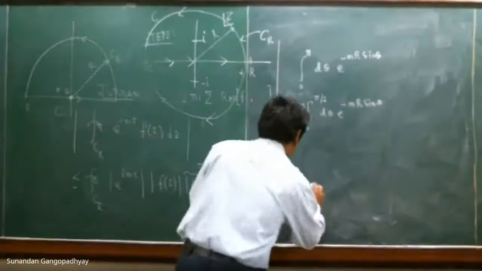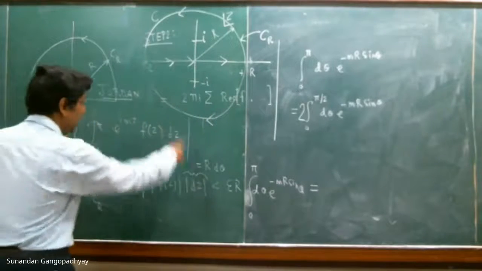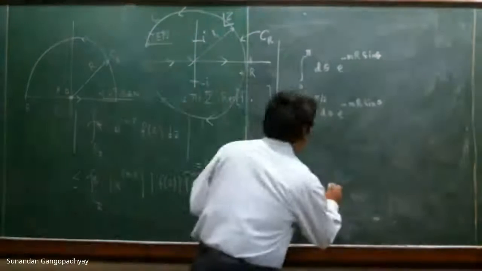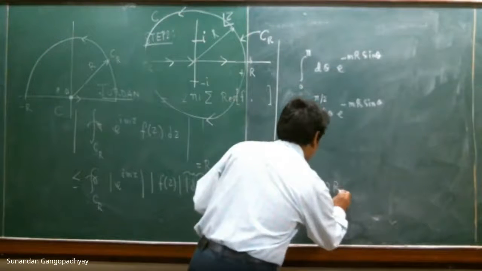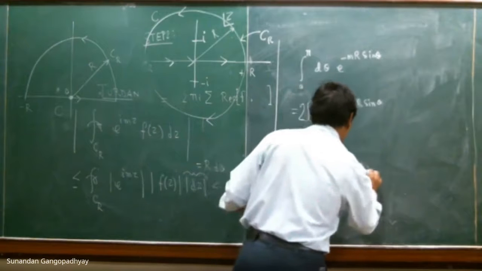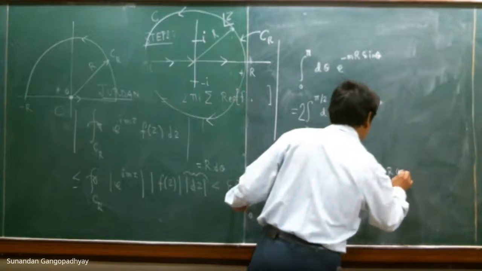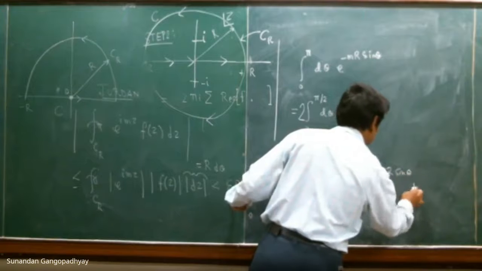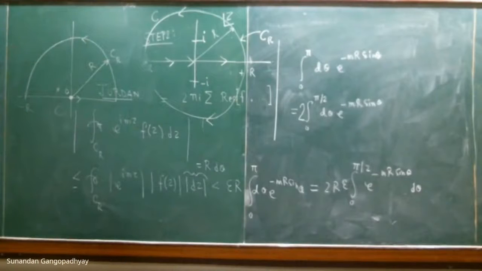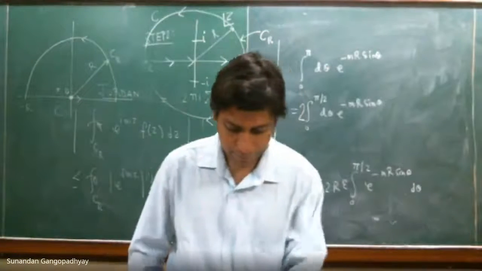Therefore, this integral that you have here, because this was the inequality that we derived, becomes 2r epsilon integral 0 to pi by 2 e to the power of minus m r sin theta d theta. Okay, so that is what we have.